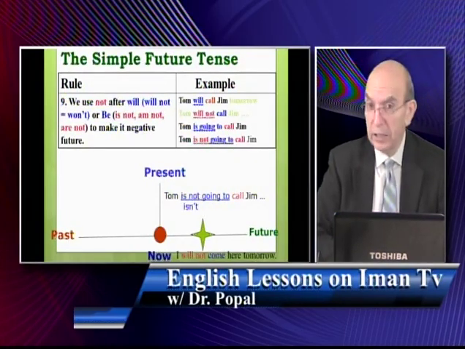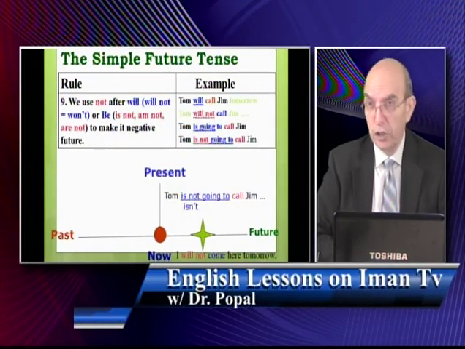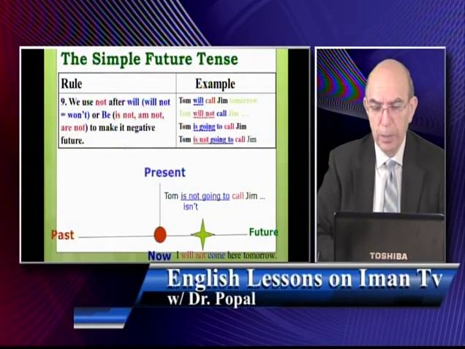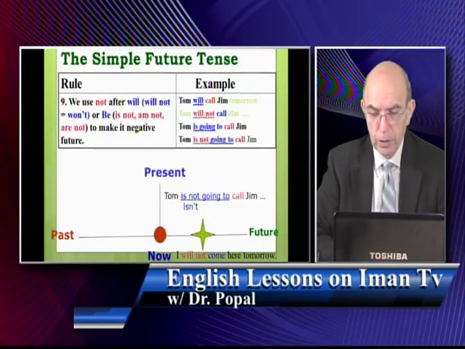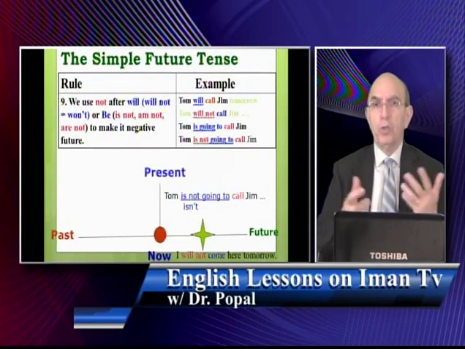We use not after will to make it negative, or the short form is won't. After be, we use not. So they will call Jim. They will not call Jim. They won't call Jim. All of them have the same meaning. Tom is going to call Jim. Tom is not going to call Jim. Tom isn't going to call Jim. So you could make it that way.